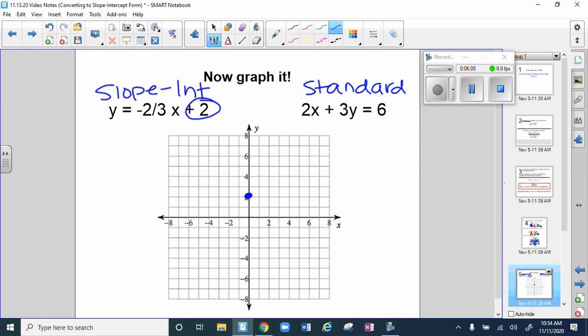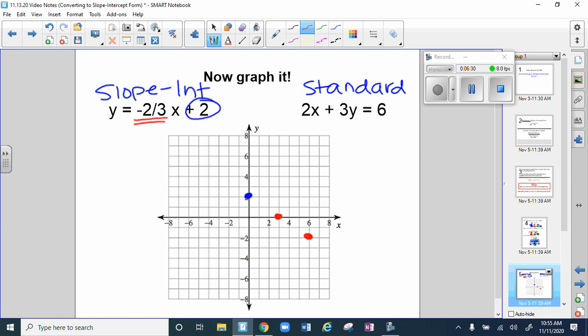And then I'm going to follow my slope. So I have a negative 2/3. That means I can go down 2 and to the right 3. So I'll go down 2 and to the right 3. There's my next point, and I can do that again. Down 2 to the right 3.